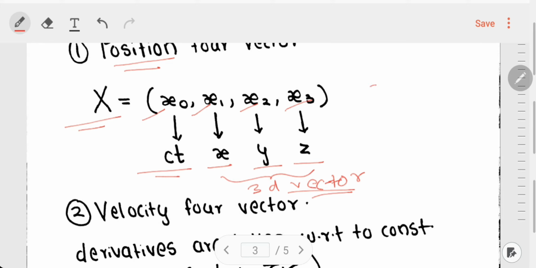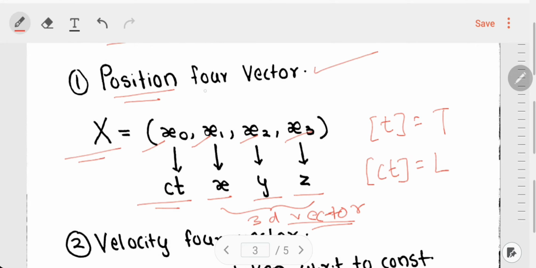So the dimensions of t, time, are T, and to match the dimensions such that it becomes the dimensions of length, we have ct, which has the dimensions of length, and thus ct, x, y and z all have dimensions of length, and thus we have a consistency. So this is the position 4 vector and its components. It's very simple, the most basic 4 vector.